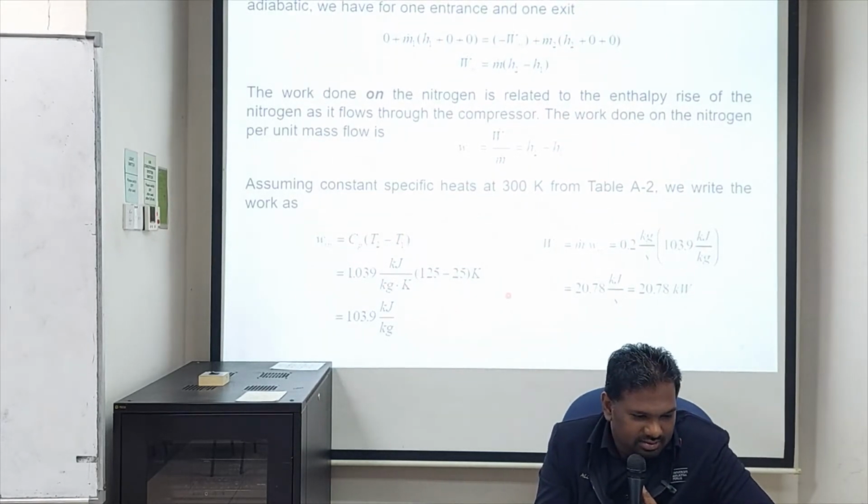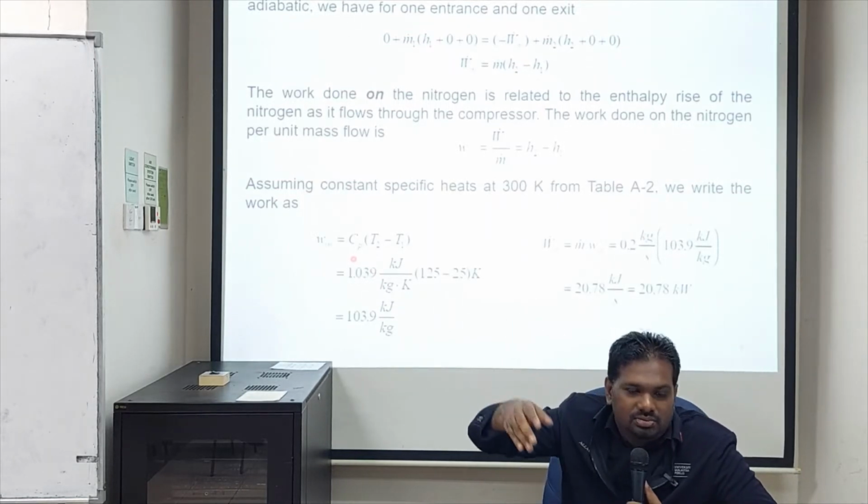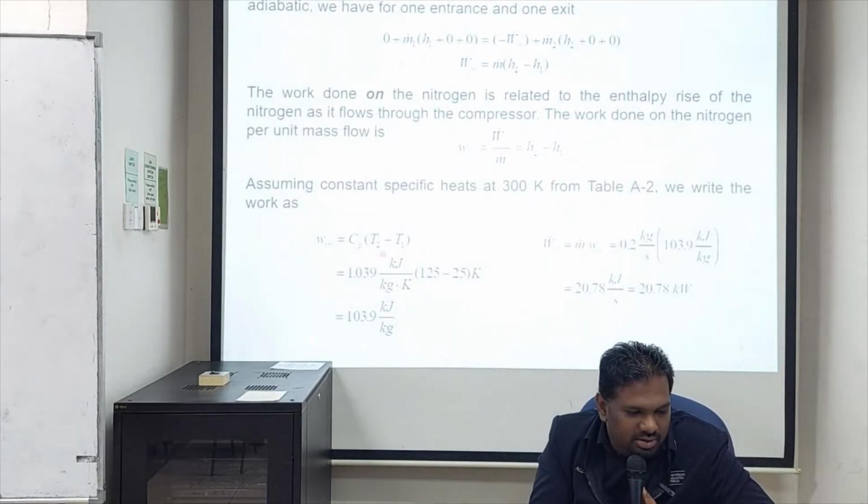Table tadi. Okay, so Cp for nitrogen. So tadi ada 4 kolom. Okay, one of the column adalah Cp. So dapatkan value for nitrogen. Cp is 1.039.